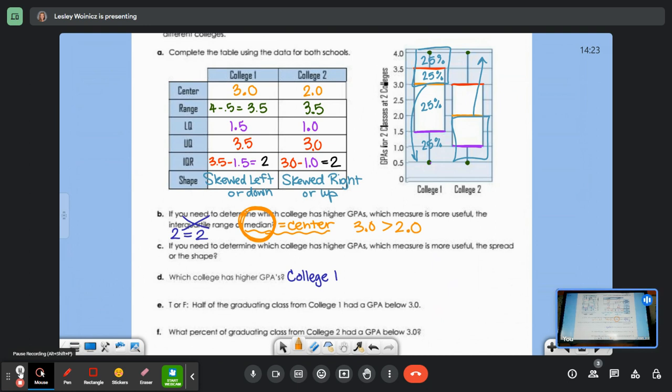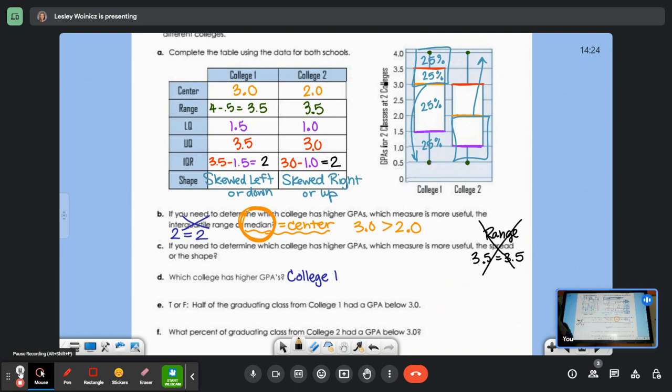Cool? All right, so this one is very similar. You ready? Yeah. If you need to determine which college has higher GPAs, which measure is more useful, the spread or the shape? Good, because what is the spread? Spread is the range. And both of the ranges are the same. So the range for both is 3.5. So if they're both the same, can it tell you which one has higher GPAs? No. They're the same. Not helpful.